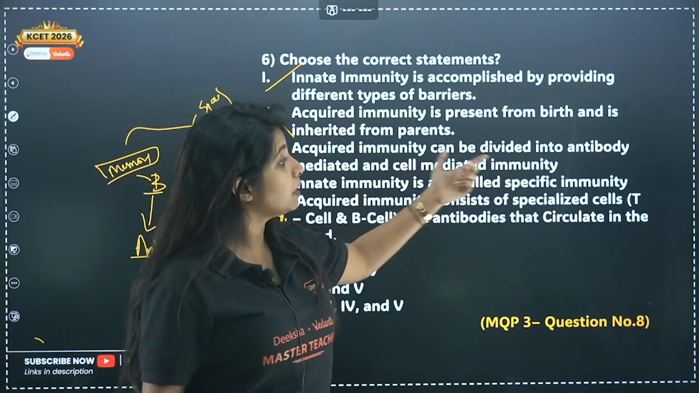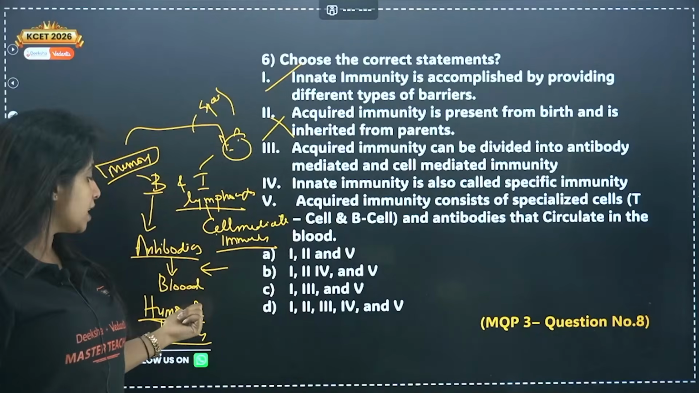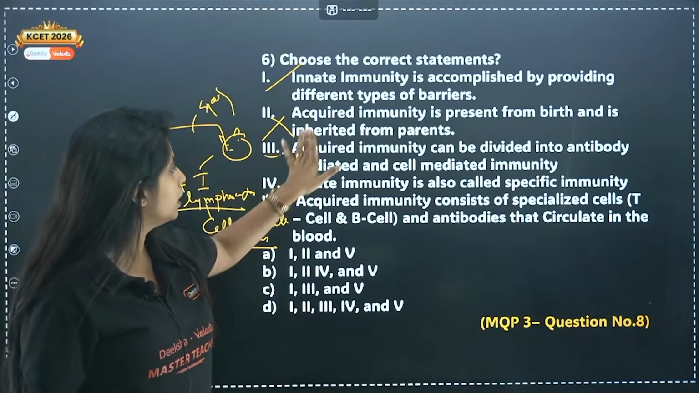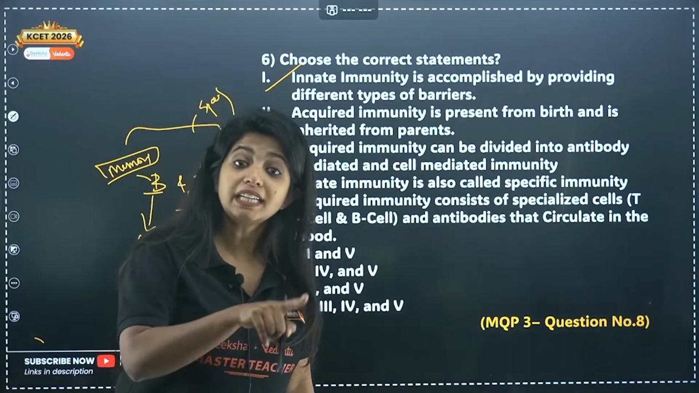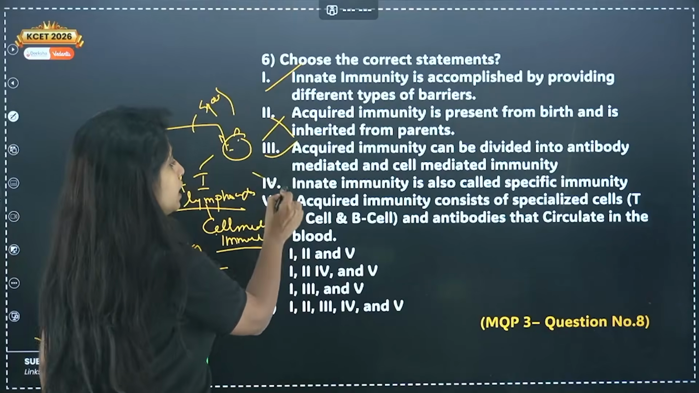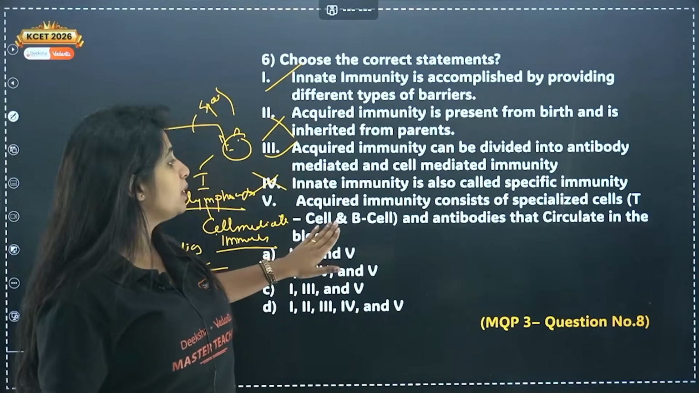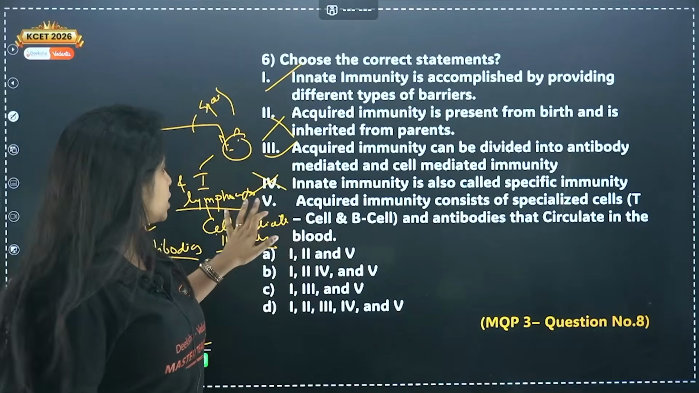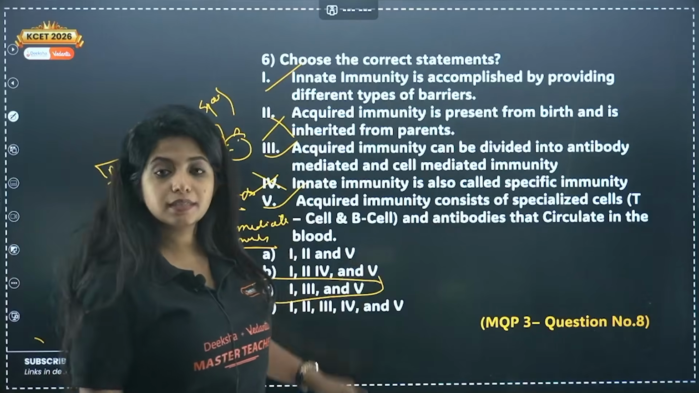Acquired immunity can be divided into antibody mediated and cell mediated. So antibody mediated, as in you're talking about humoral immunity only, because in the humors you have your antibodies. Innate immunity is also known as specific immunity. I told you innate is a non-specific type of immunity, which is why this is wrong. Acquired immunity consists of specialized cells such as B and T cells and antibodies that circulate in the blood. Is it true? Yes, ma'am. So 1, 3 and 5 are true, which is why your answer would be C.